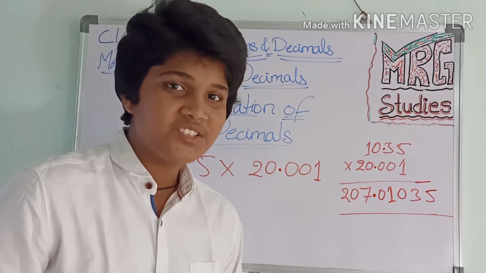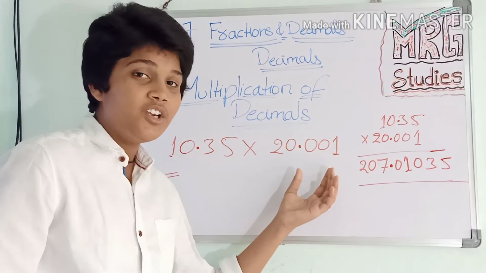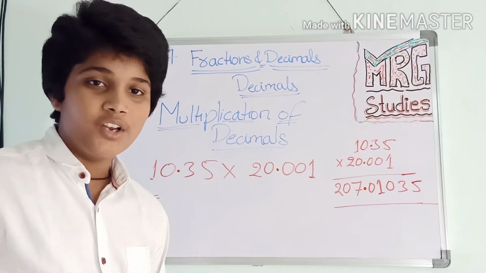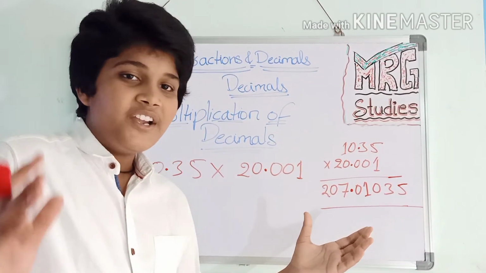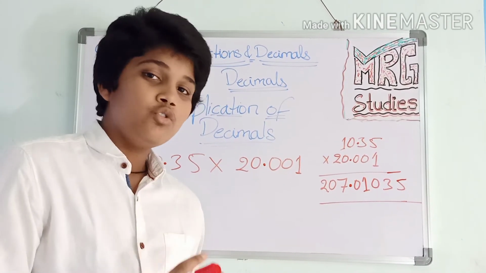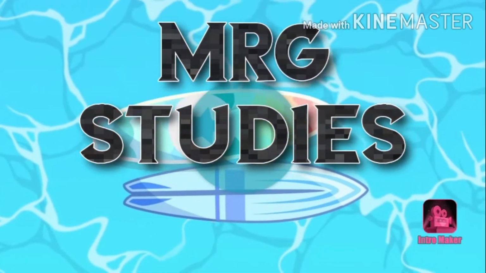When you are keeping the decimal point, first you should count how many numbers are after the decimal point in the question. After you count that, you count 5 digits in the answer. Before those 5 digits, you should keep the decimal point. That time you will get the correct answer.